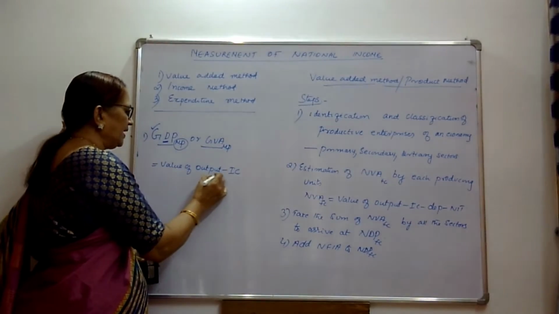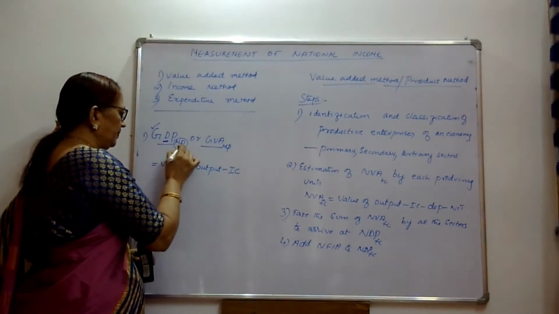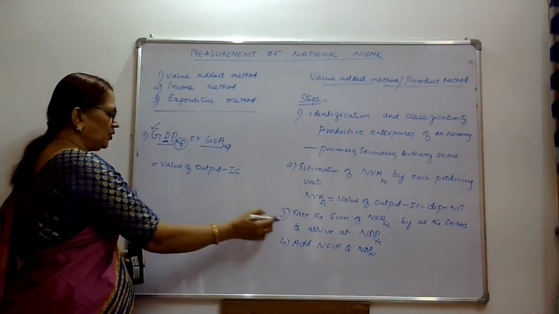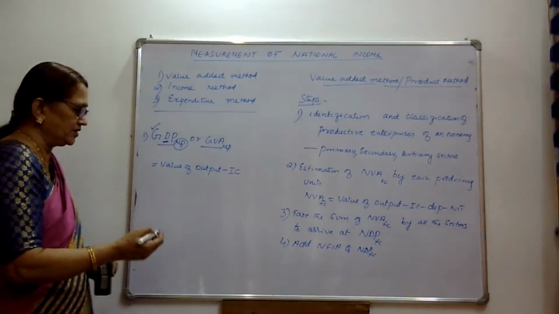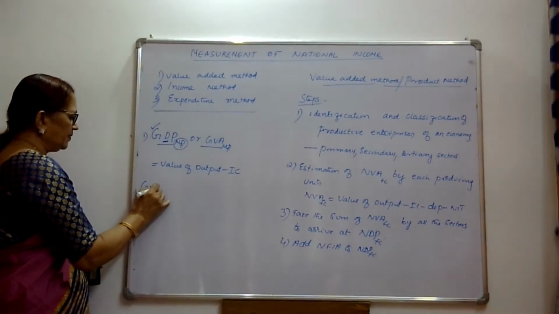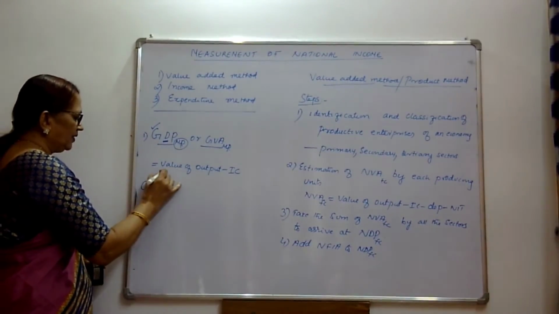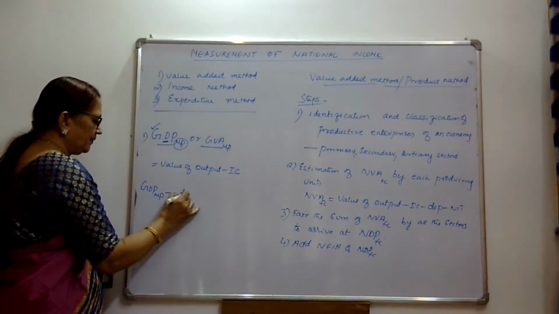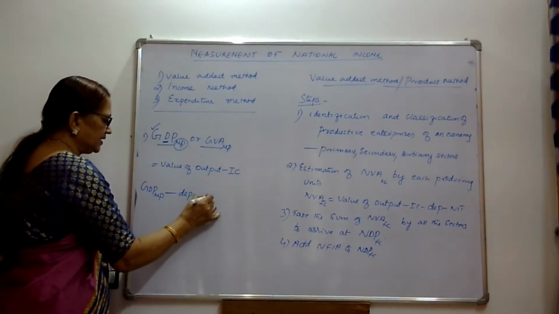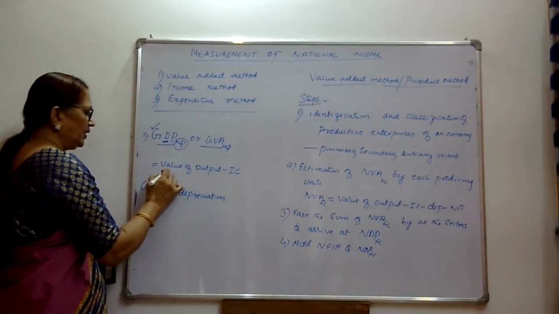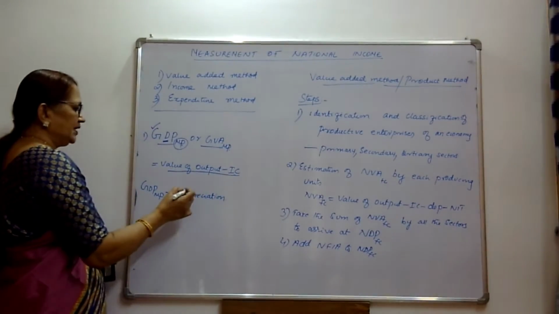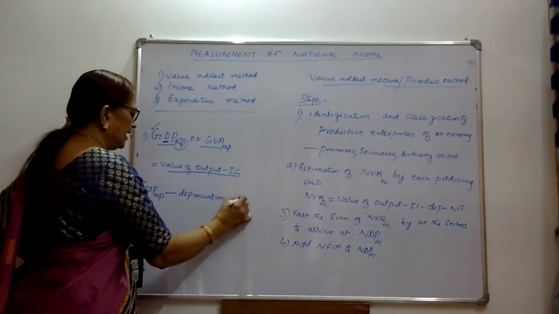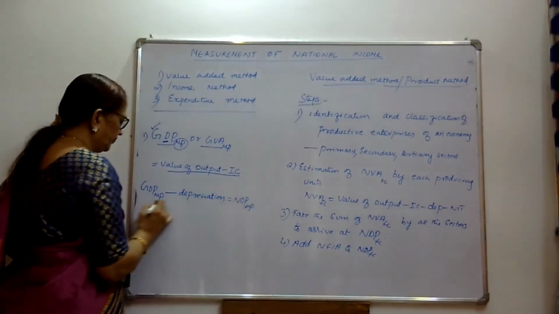So value of output minus intermediate consumption, we are getting GDP at market price or gross value added at market price. Then we have to arrive at net value added at factor cost. So GDP at market price is equal to value of output minus intermediate consumption. By doing the first step, value of output minus intermediate consumption, we are getting GDP at market price. Minus depreciation, we will get NDP at market price.